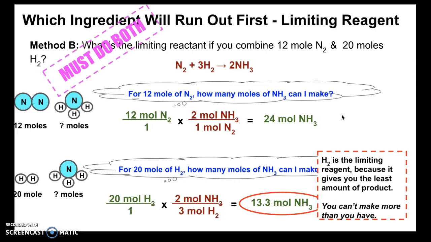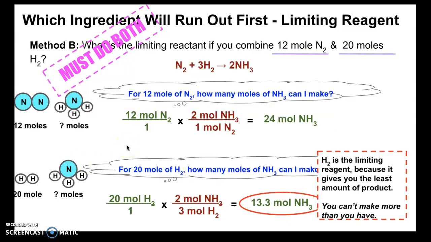Okay. In the case with method B, you have to do both equations. Why? You need to be able to compare the amount of product you can make from both reactants. So that's why you have to do them both. So 12 moles of N2, how many moles of NH3? And for 20 moles of H2, how many moles of NH3? So you must do both of them.